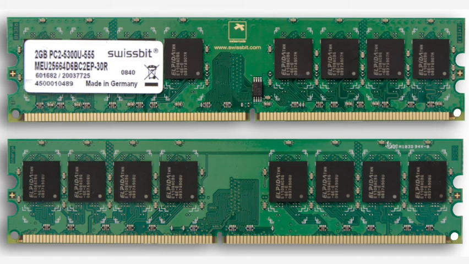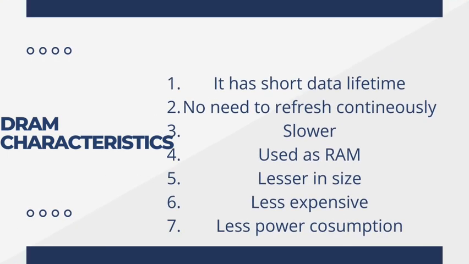In our next class, we will emphasize more on the ROM. But moving on, we'll talk about the characteristics of a dynamic RAM. Like I've said earlier, it has a short data lifespan and needs to be refreshed continuously. It is slower, it is used as the main RAM, lesser in size, less expensive, and has less power consumption.